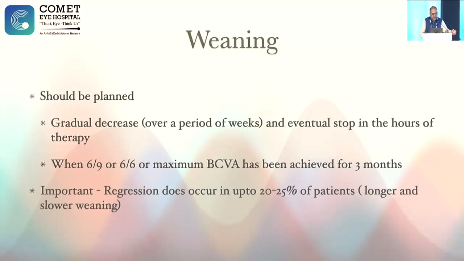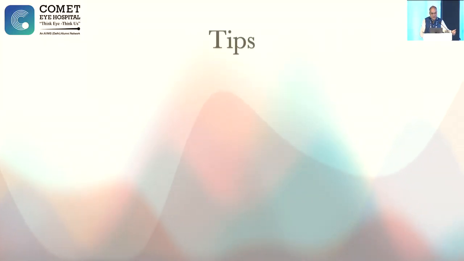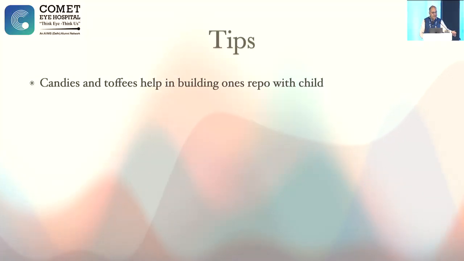The important thing here is to make the child and parents aware of the regression, because it does occur in up to 20 to 25% of patients. And whenever this occurs, there should be a longer and slower weaning rather than a rapid weaning. Now, some tips: candies and toffees do help in building rapport with the child, because they are the most important partner in the treatment.